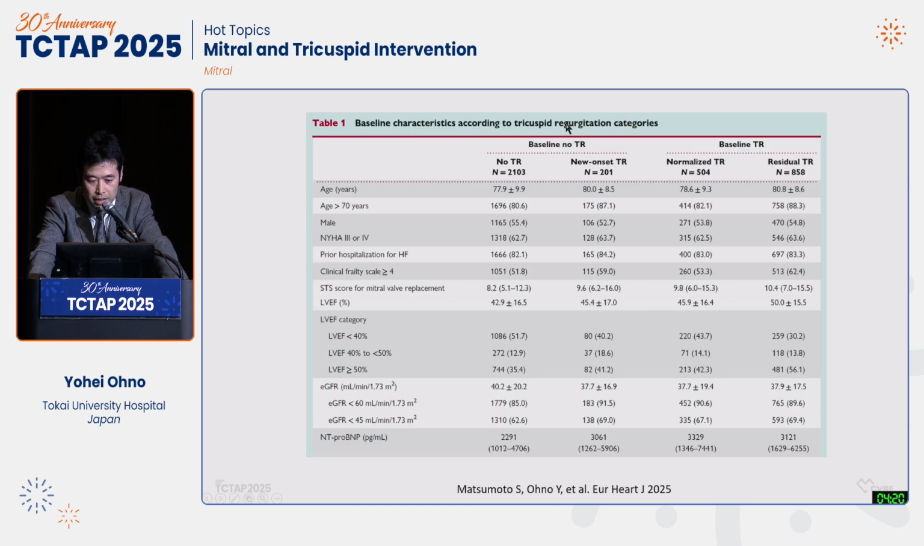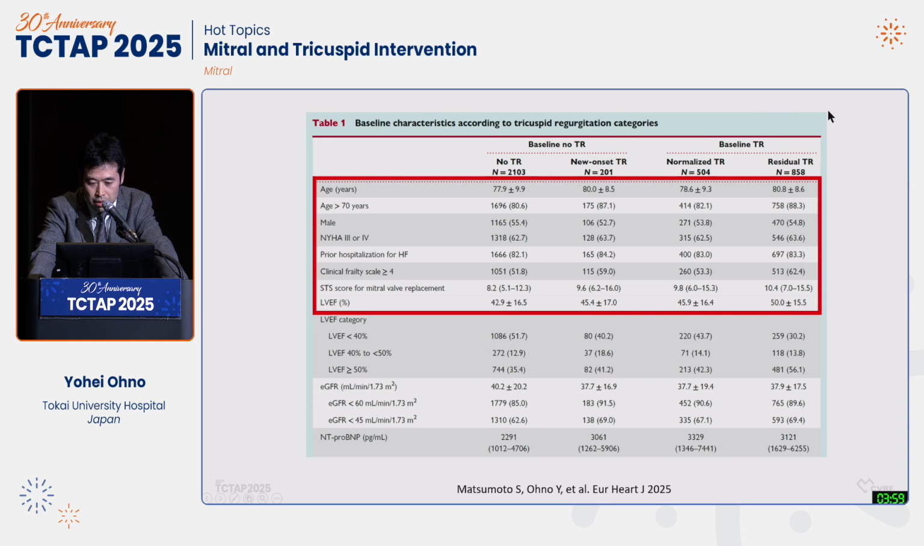As for the baseline, as I mentioned, we divided patients into 4 groups: baseline no TR and baseline TR. Both of these groups have evolution of the TR: no TR and new onset TR at follow-up for the first, and for patients who had baseline TR, normalized TR and residual TR.